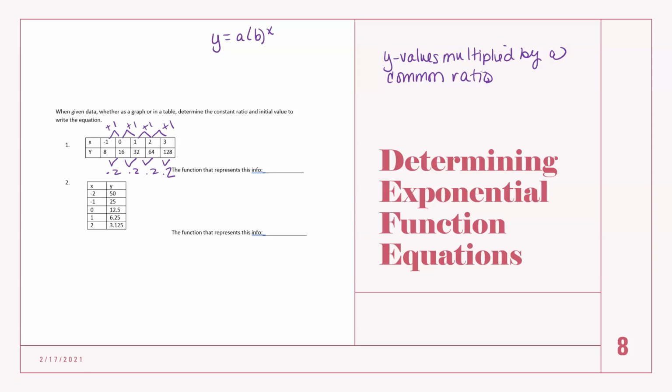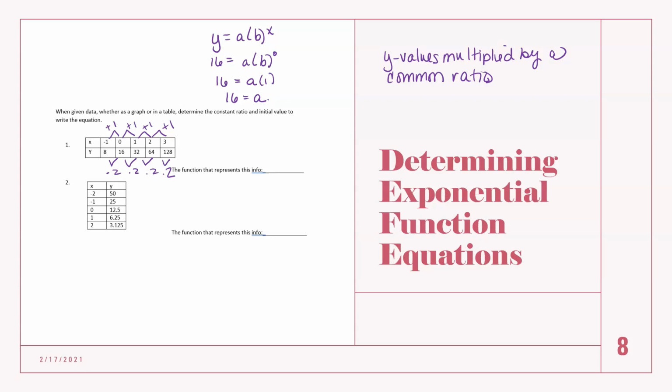I'm going to use 0 and 16 to find a. I'm going to plug those in for x and y. So I have 16 equals a times b to the 0 power. Anything to the 0 power is 1, right? So 16 equals a times 1, so a is equal to 16.